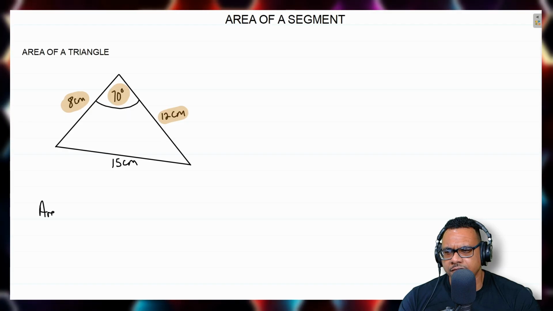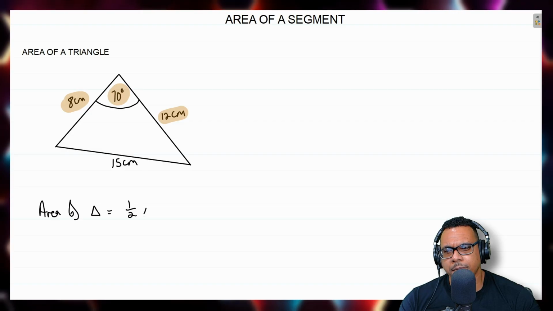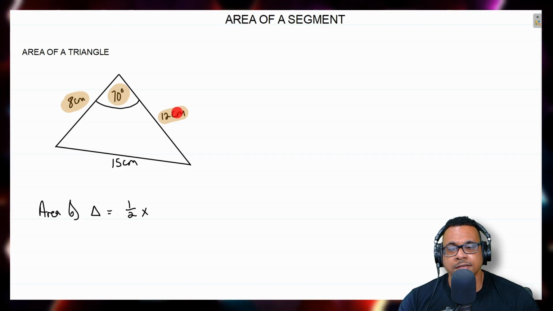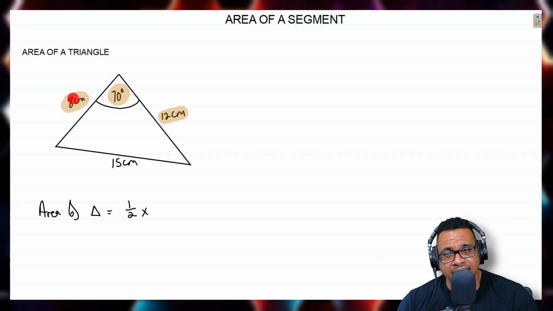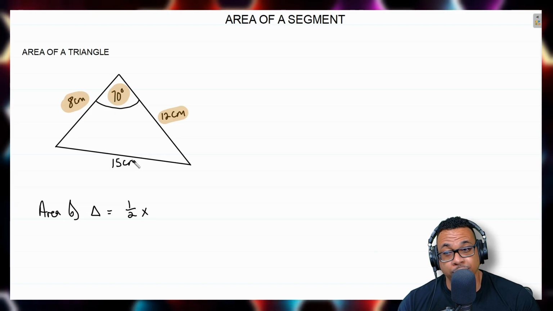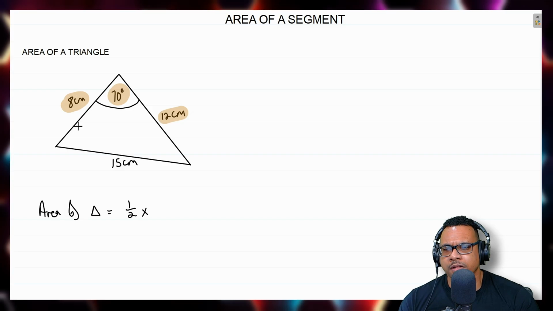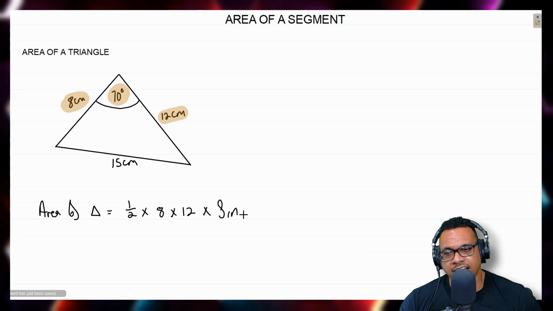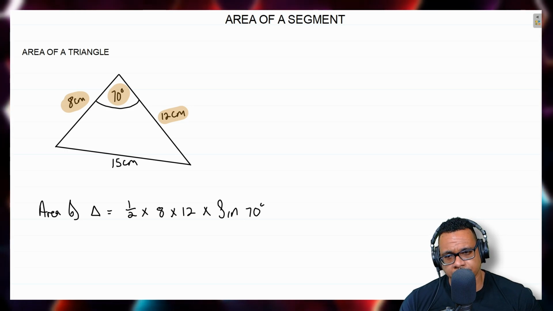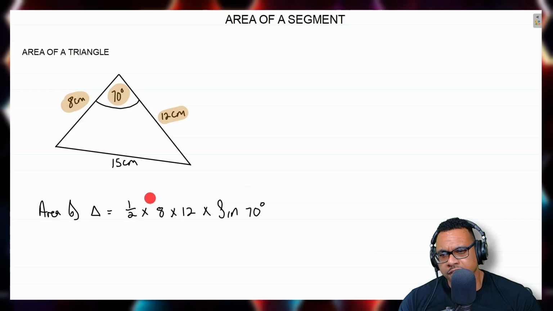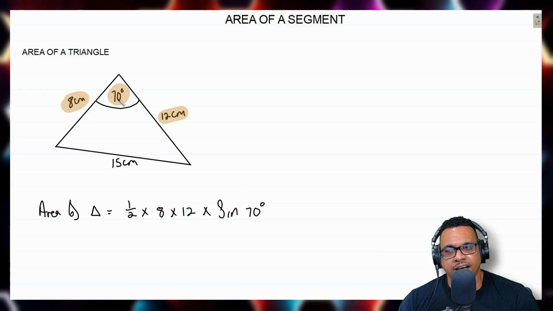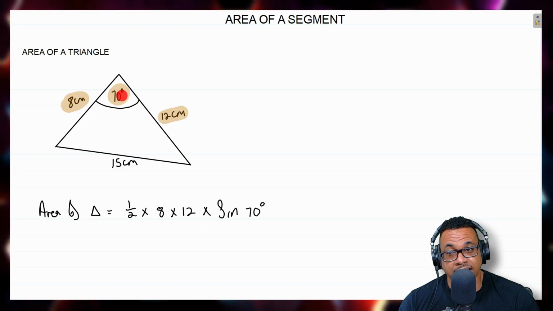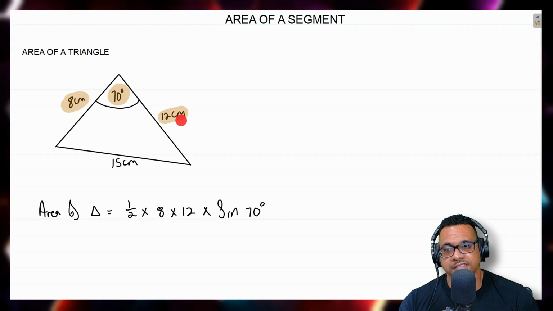So we have area of triangle is equal to a half multiplied by, and we are using these two sides here, the two sides that are on either side of the given angle. Again, we are not using this side down here. So we're going to multiply the 8 by the 12, then multiply by sine of the angle, which is the 70 degrees. And this is the formula you'll use to find the area of a triangle when you have an angle and two given sides, and the given sides must be on either side of the angle, or the angle must be in between the two given sides.